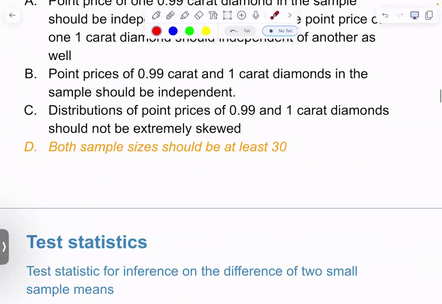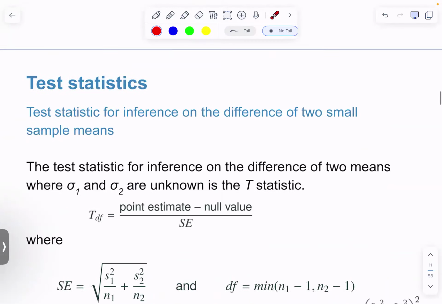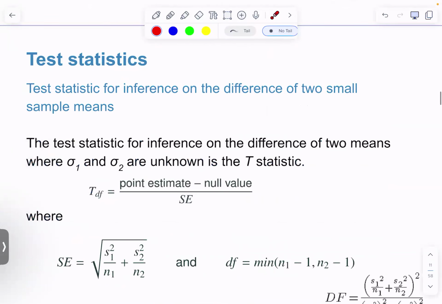Any questions about those conditions? Okay.